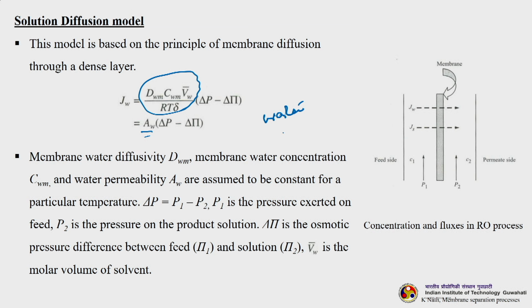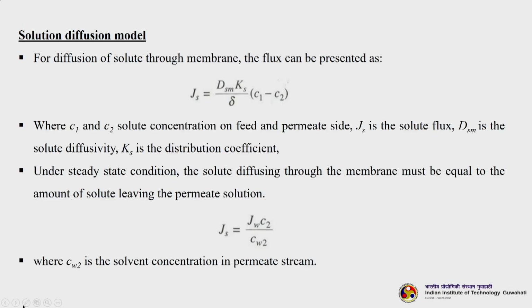All these parameters are constant, so they are grouped as water permeability. Dwm is the membrane water diffusivity, Cwm is the membrane water concentration, ΔP equals P1 minus P2, Δπ is the osmotic pressure difference and Vw is the molar volume of the solvent. You can see that we can write the salt flux as Js = Dsm Ks by δ into (C1 minus C2), where C1 and C2 are solute concentrations on the feed and permeate side, Js is the solute flux, Dsm is the solute diffusivity and Ks is the distribution coefficient.